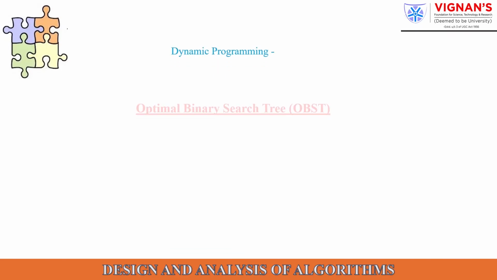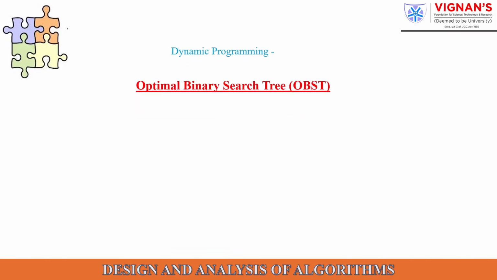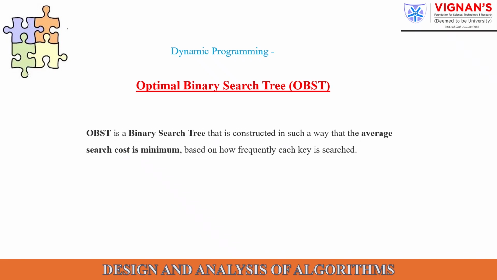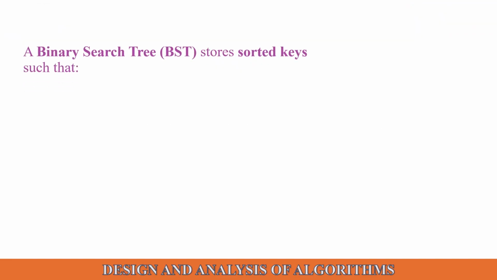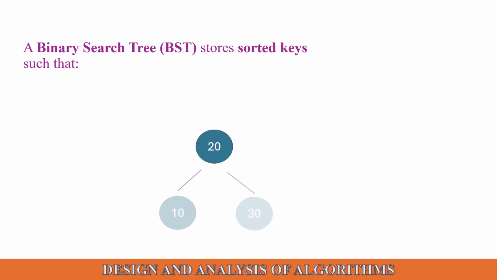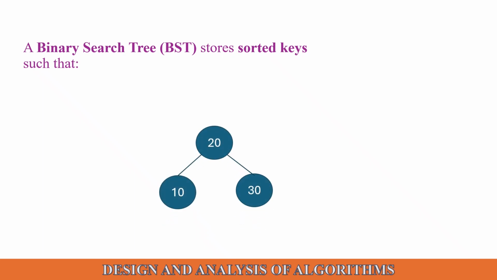An optimal binary search tree, OBST, is a specialized binary search tree designed to minimize the average search cost by organizing keys based on their search frequencies. In this context, optimal refers specifically to achieving the minimum expected search cost for a given set of keys and their associated probabilities. A binary search tree, BST, stores sorted keys such that left subtree keys are less than the root.